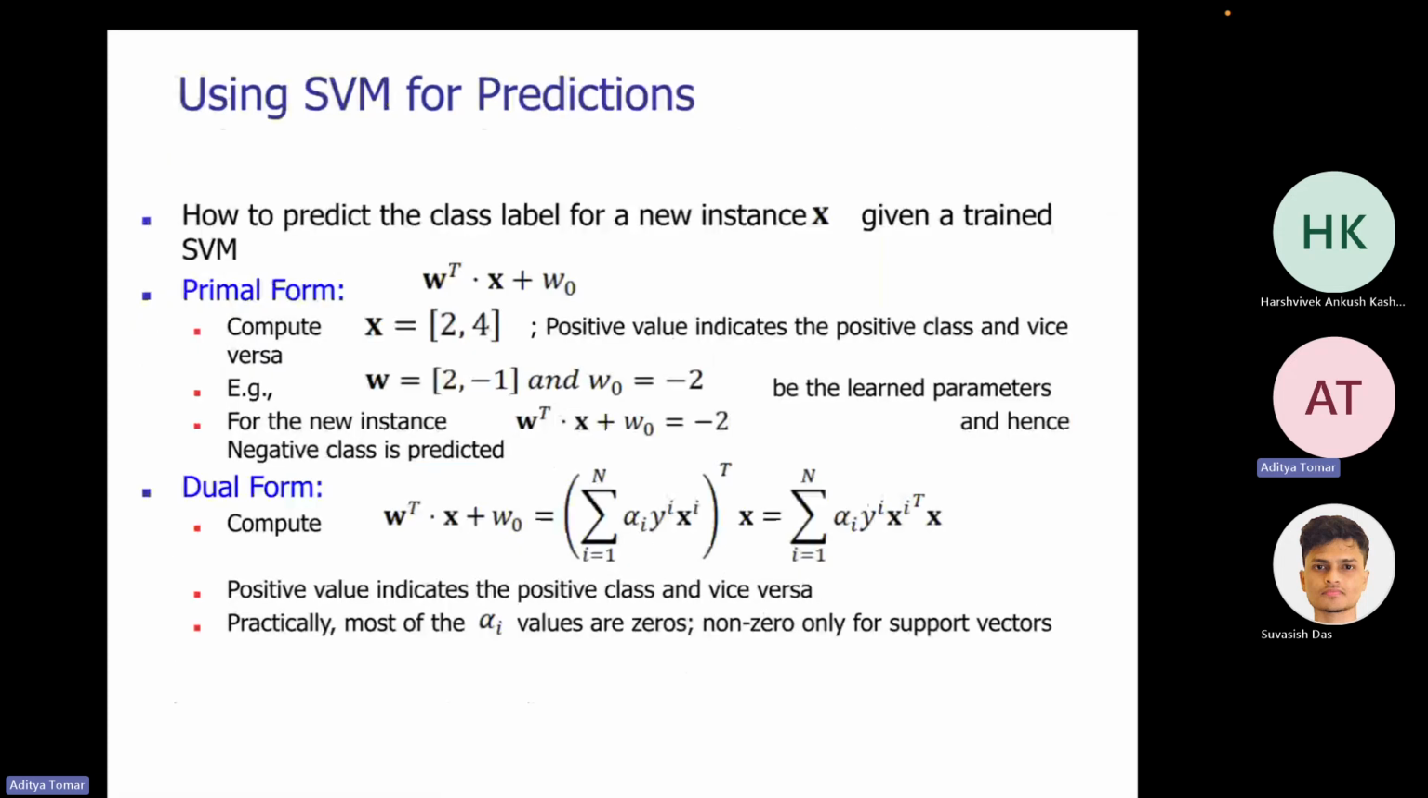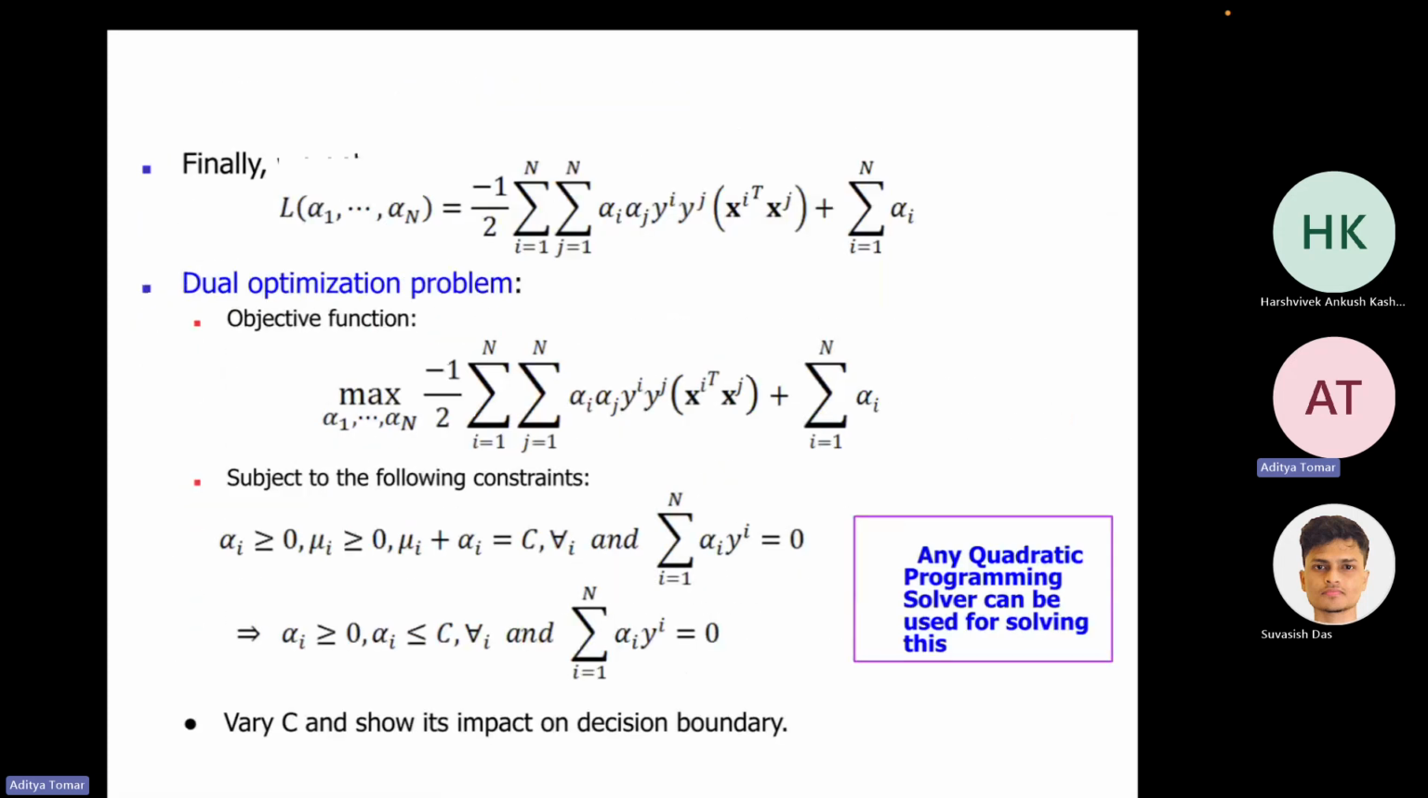Because if you go back to this particular formulation, this maximization problem, what you need to know is this particular thing: xi transpose xj in the optimization problem.